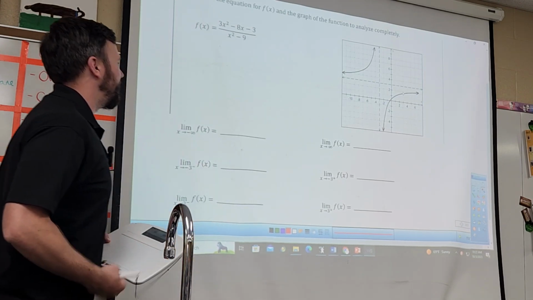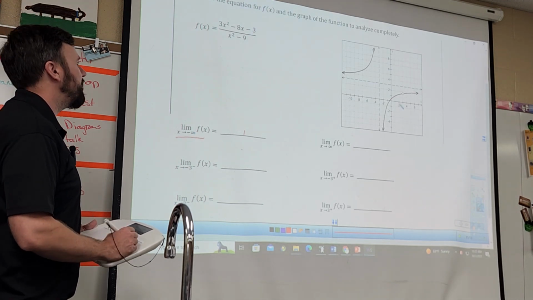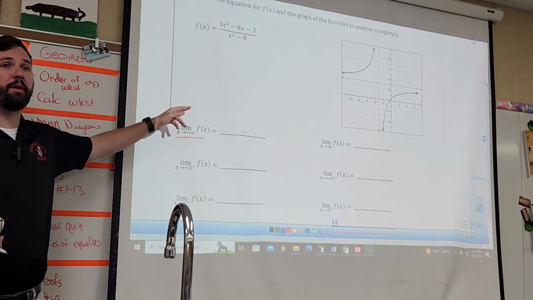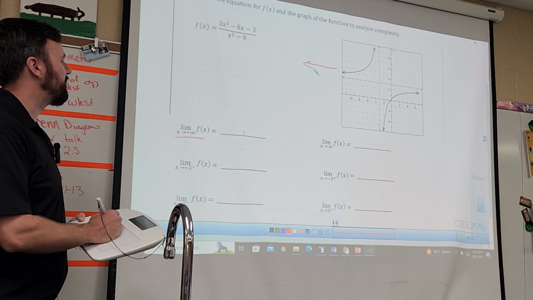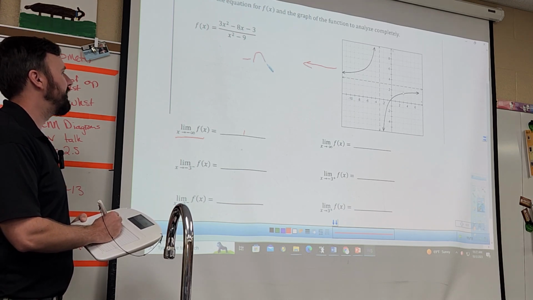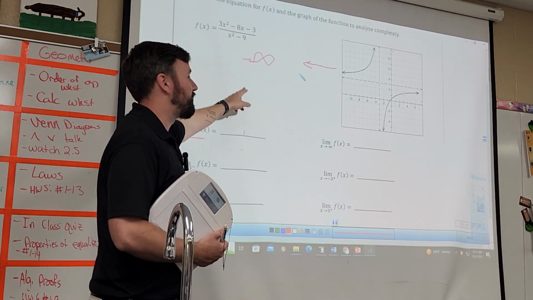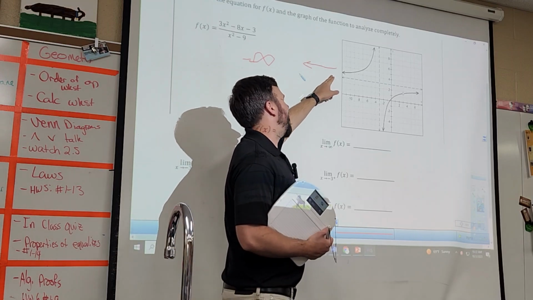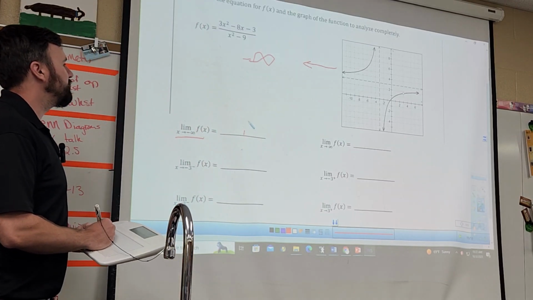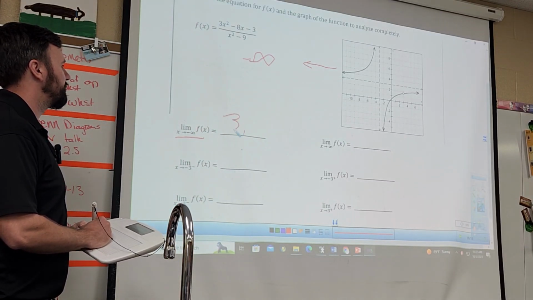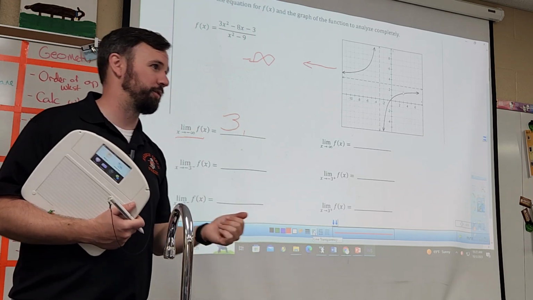All right. So here we go. What's my limit as x goes to negative infinity? As I go, am I going left or right? Left. Because this is where negative infinity lies, right? I can call it infinity because we go way back. So as I go to the left, what's my y value going to get close to? 3. If you have a horizontal asymptote, your limit as you go to negative infinity is going to approach your horizontal asymptote, right?